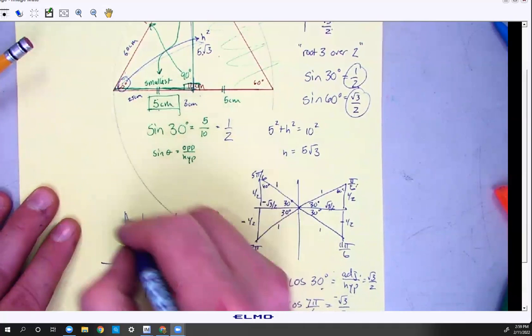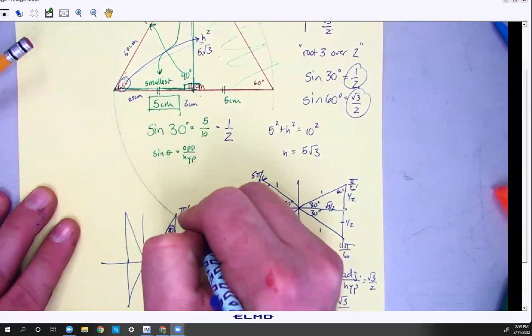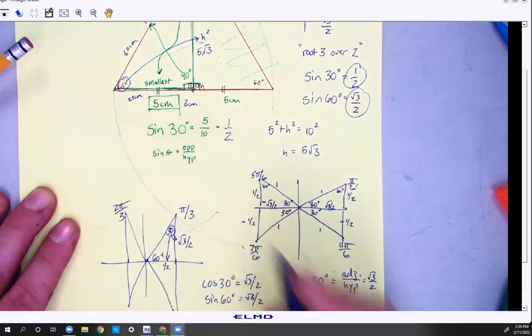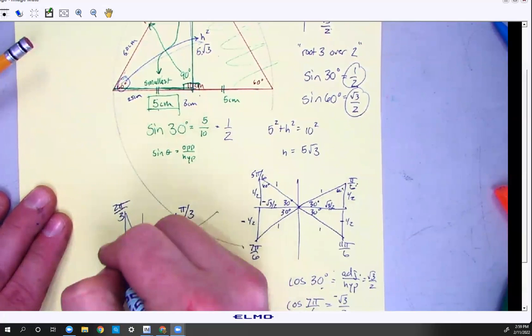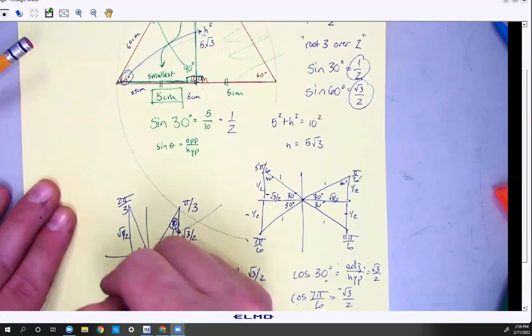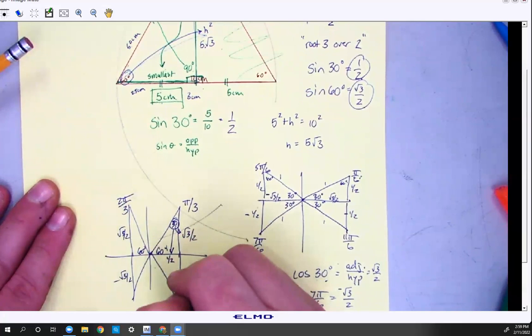So over here, this is a third of a half a circle. This is 2/3, so that'd be 60 degrees. And now our ups and downs are positive root 3 over 2. These would be negative root 3 over 2, negative root 3 over 2, but it's still all the same values.